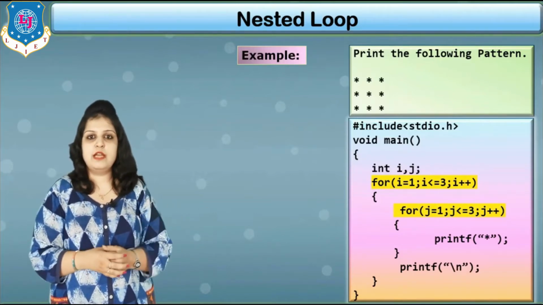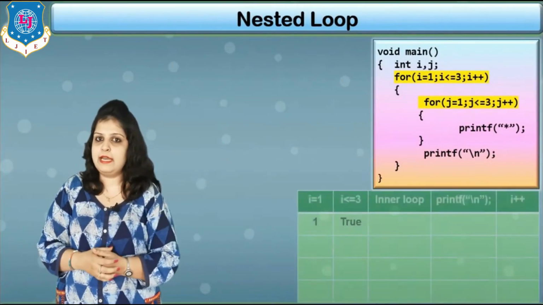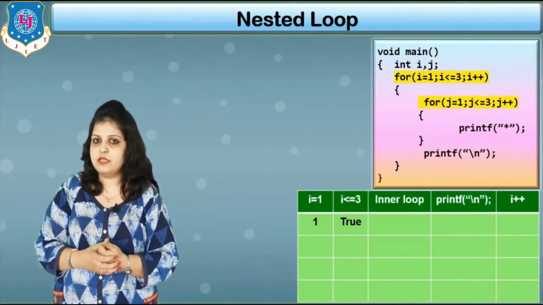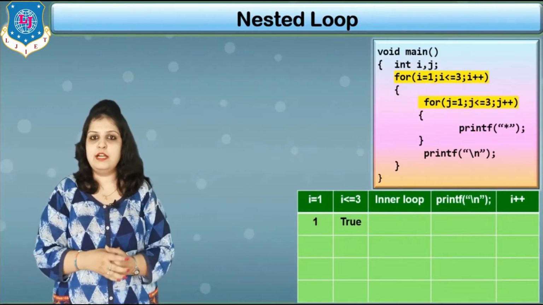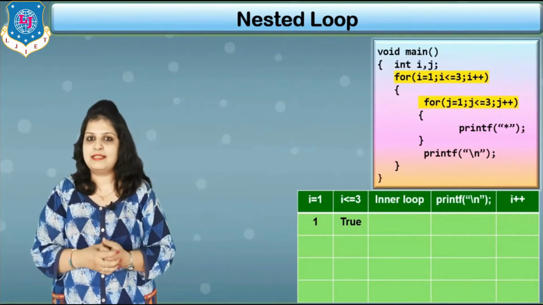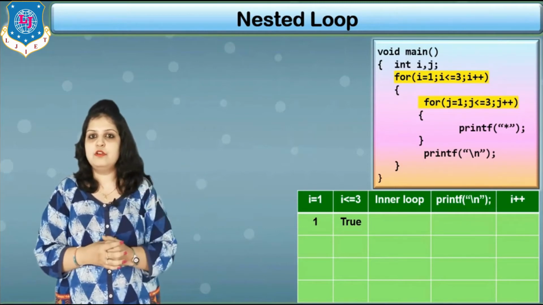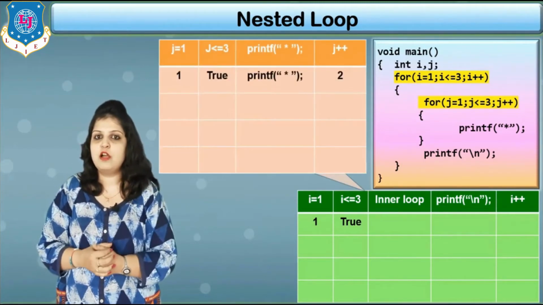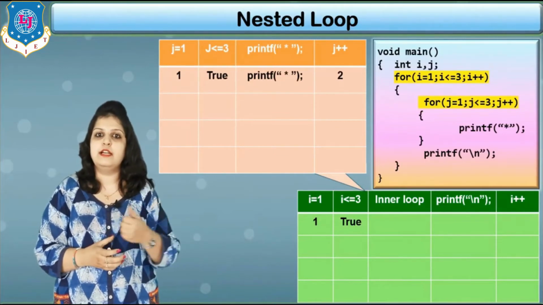Here you can see the table of rows. The table below indicates the number of rows. First of all i is equal to 1, then check the condition that 1 is less than or equal to 3. The condition is true, yes. Then we come inside the loop. Here the table above is used for columns, that is j is equal to 1, and we check the condition.